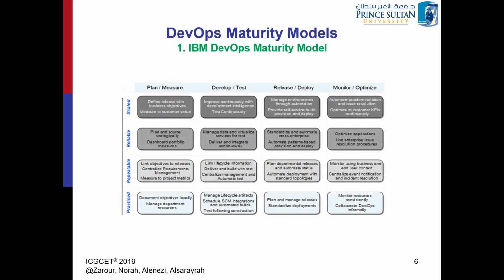The first one has been developed by IBM, the IBM maturity model, and as you can see in this figure, we have the different maturity model levels. The IBM maturity model has 4 levels: practiced, repeatable, reliable, and scaled. And here you can see the different phases, or what we call dimensions, for the maturity model: plan, measure, develop, test, release, deploy, monitor, and optimize.